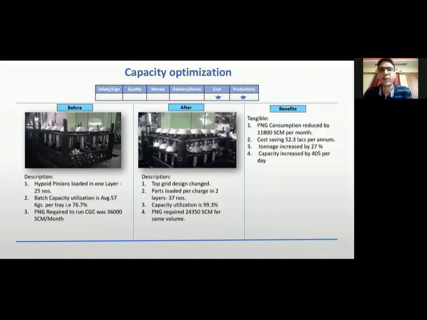In the first image, the before condition, we can see that we have loaded only a single loading pattern in the tray. So we utilize a maximum of 76% of the base capacity of the tray. In the second, we have changed the loading pattern with fixtures, and we have loaded 37 pinions in that tray. So we have increased the capacity to nearby 99%. So your tonnage increased by 27% and capacity increased by 405 parts per day. So next.